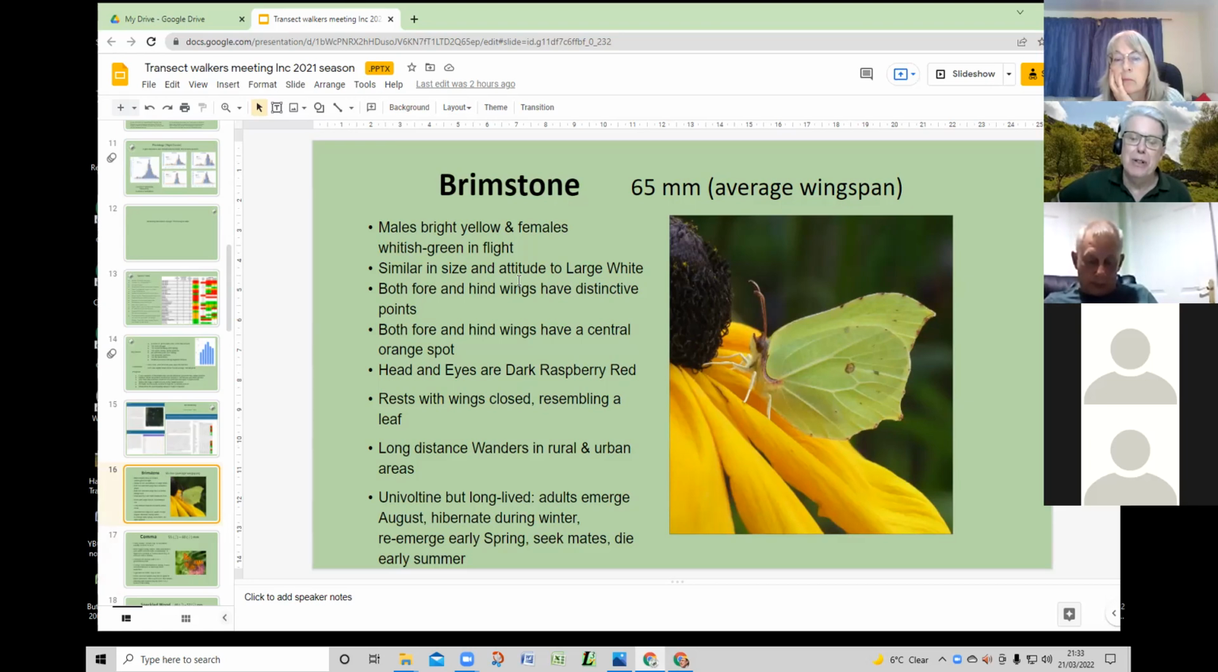And they're moderately straight in their flight. They don't flutter around. They have purpose. They have attitude. They know where they're going. And it's pretty much the same with the brimstone. They'll spend a lot of time darting from flower to flower, in dead straight lines.